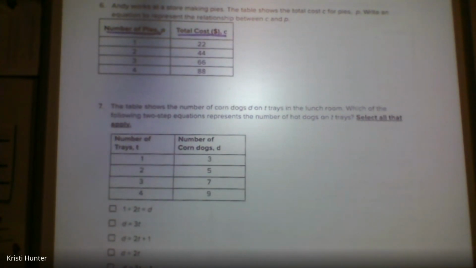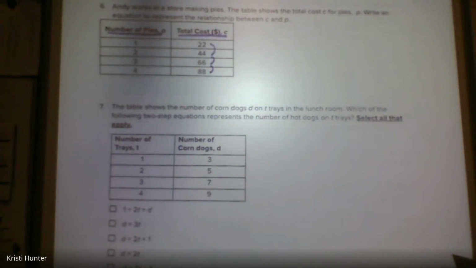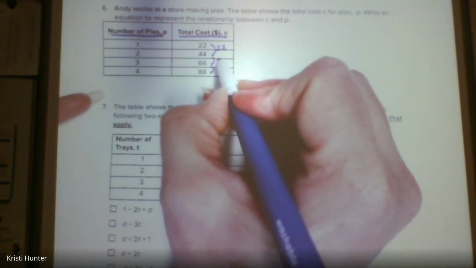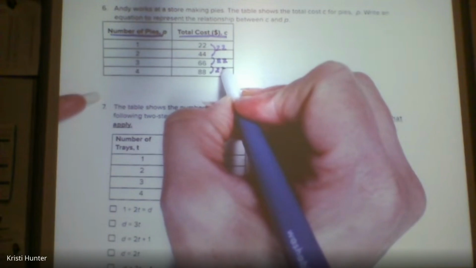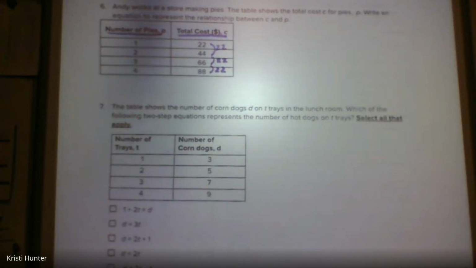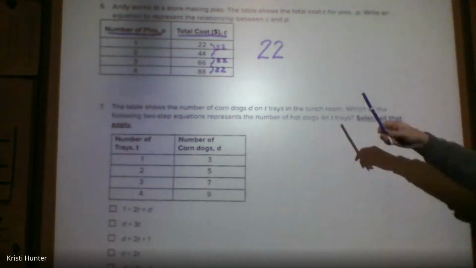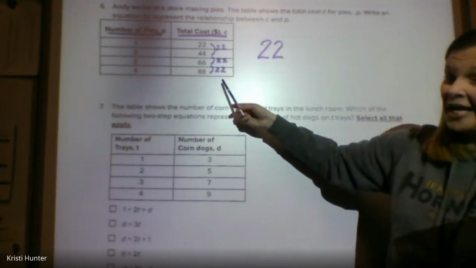So when I look at this, remember how we did this. We looked at our table and we saw what was the difference between all these numbers. So when I think about 22 to 44, I'm thinking that's a difference of 22, and I can keep checking. 44 to 66, yep, that's still a difference of 22. 66 to 88, yep, that's a difference of 22. So here's what I know. I'm going to use that 22 because that's how much my cost is changing.